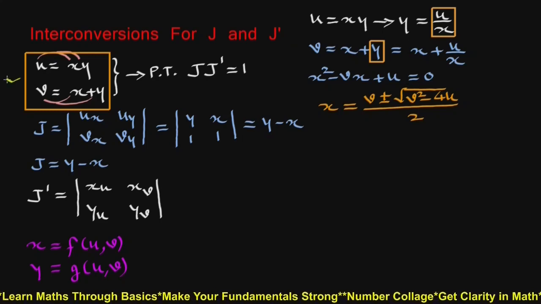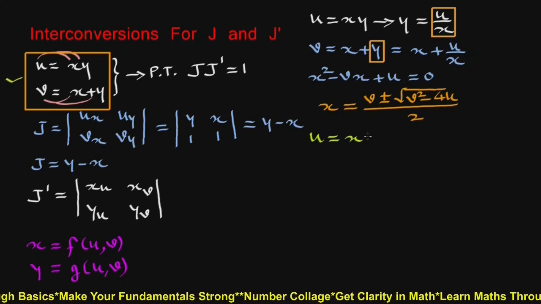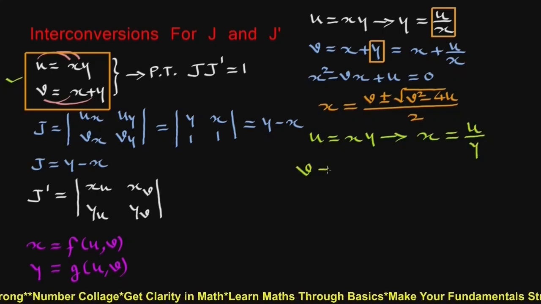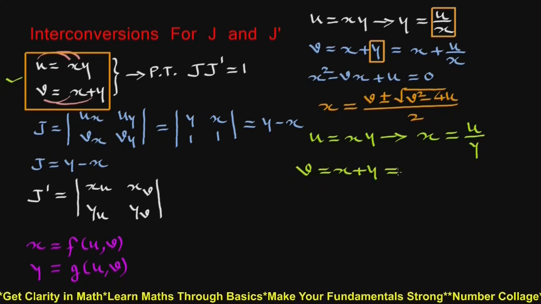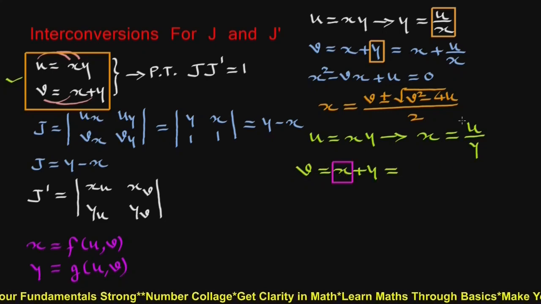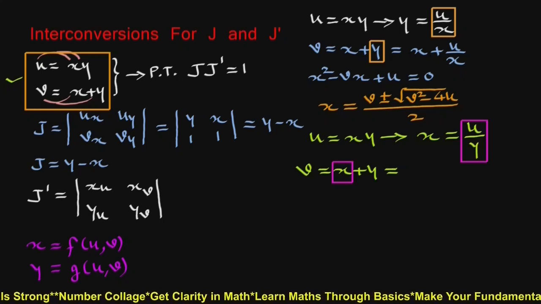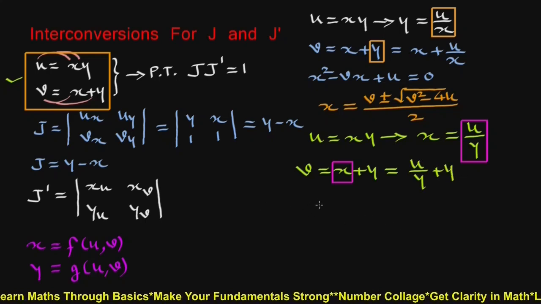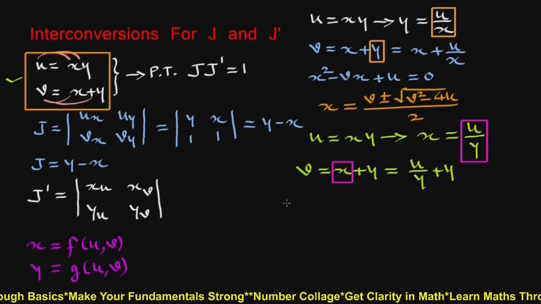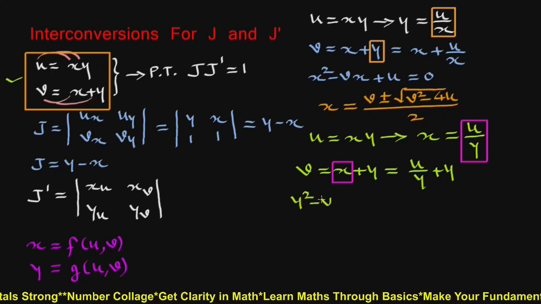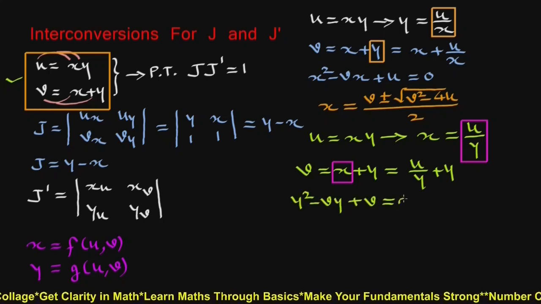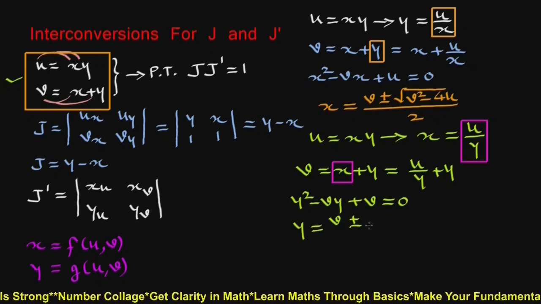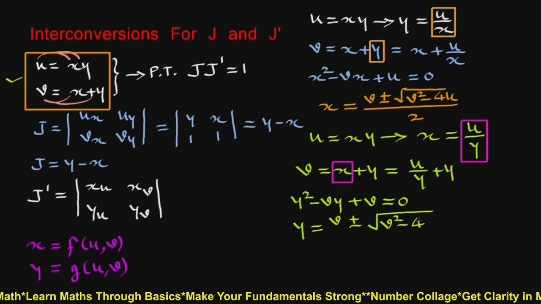Also from this given data u equals xy, so x will be u upon y and v equals x plus y, which will be, in place of this x, we will use u upon y. So v will be u upon y plus y. Now multiplying throughout by y, we will get a quadratic equation y square minus vy plus u equals 0. By formula method, y will be v plus minus under root v square minus 4u upon 2.